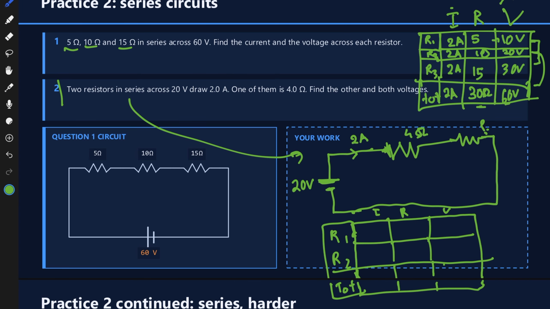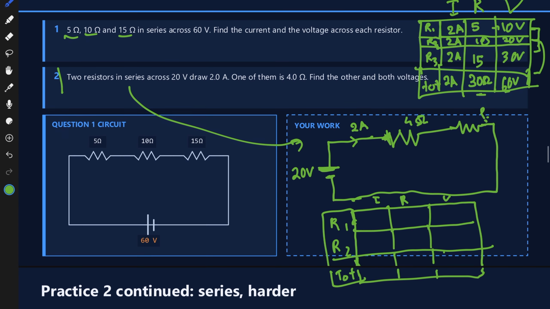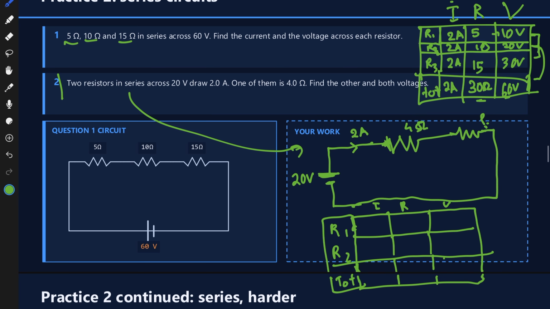Current we don't know yet. I mean, actually we do, right? 2 amps. So I can write 2 amps in all of them because current is the same for everything in the circuit. 2 amps, 2 amps, 2 amps. Resistance is different. For resistor 1, we're given 4 ohms. And for voltage, we don't know the voltage of that, but we can figure it out. But let me first write down all the givens and then we can figure out the others.